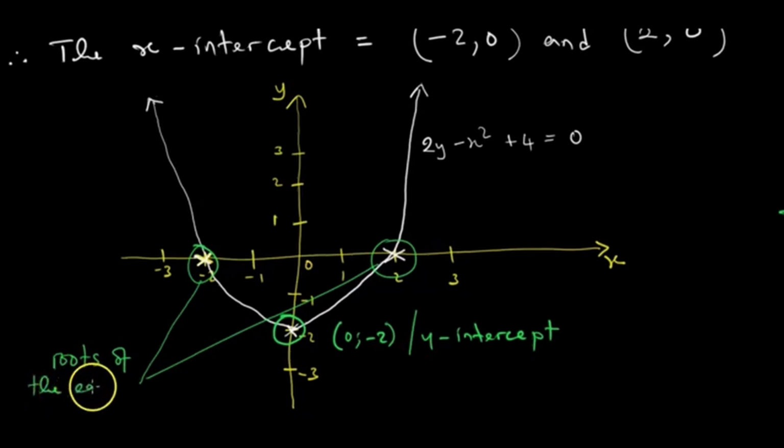And the roots of the equation, these are the answers we get if we had solved the quadratic equation. We were going to get answers where x is minus 2 or x is equal to 2. So that is very important.